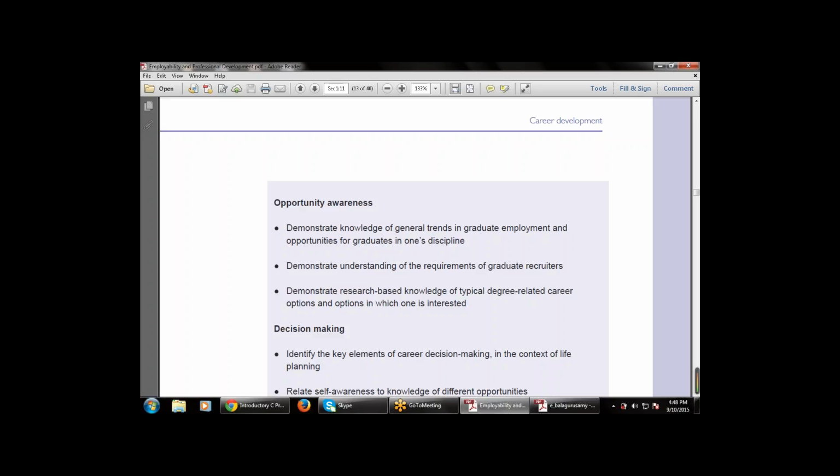So demonstrate knowledge of the general trends in career development for graduate employment. Then demonstrate understanding of the requirements of the graduate recruiter. That is, what are the various recruiters used for graduate recruitment. Then demonstrate research-based knowledge of the typical degree-based careers used for career development and the options in which one is interested.